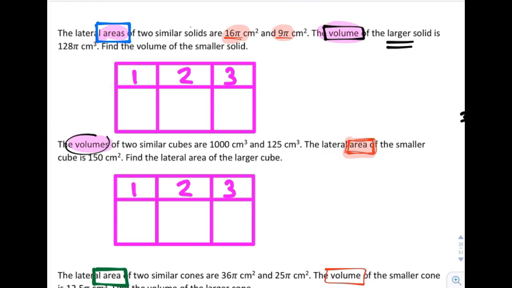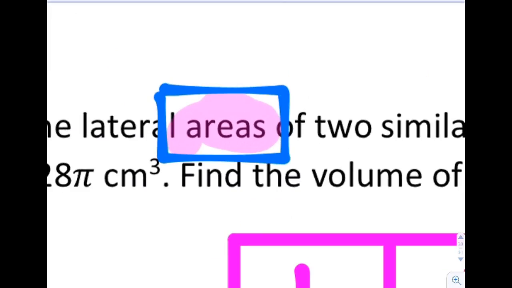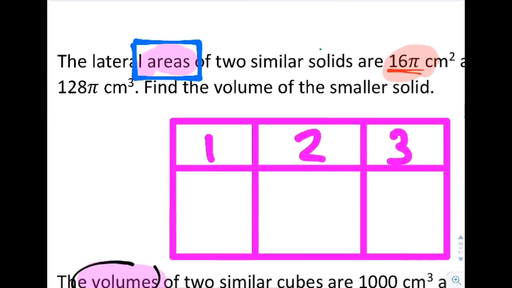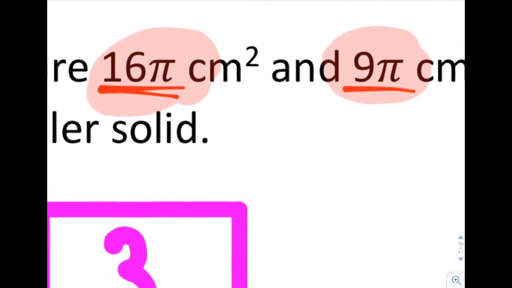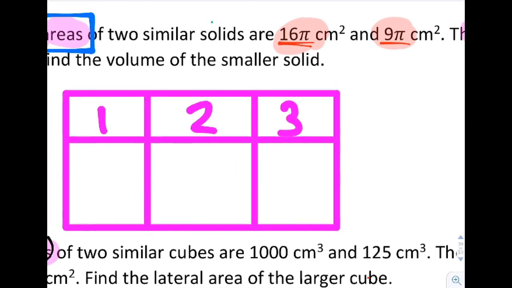Alright, so let's try another one. Same idea here, number 12. Except this time it starts with area. So if the area is 16 pi and 9 pi, I'm going to leave the pi's off until the end and just put them back on. So 16 and 9 would go here. Now 16 and 9 is already reduced. If you tried to reduce it on your calculator, you would just get 16 9s right back again.